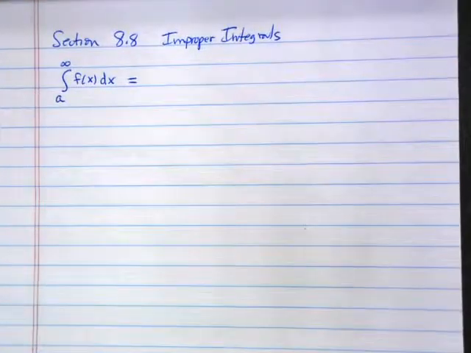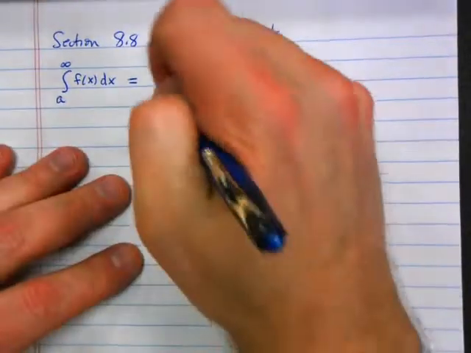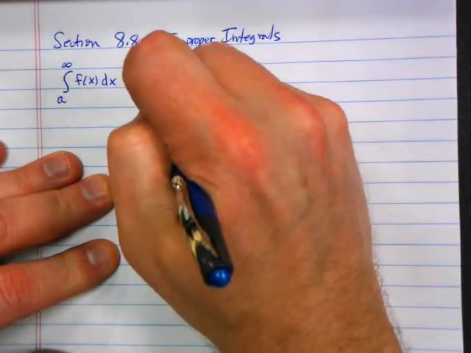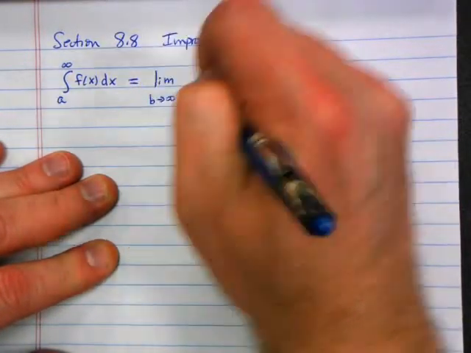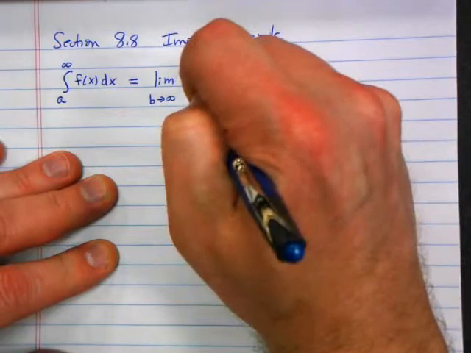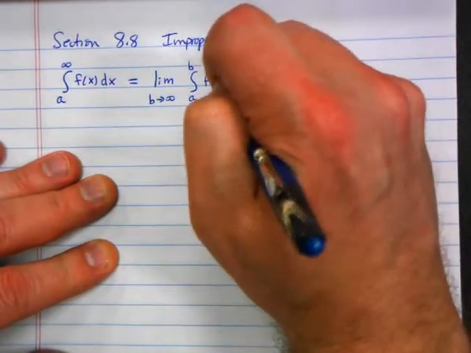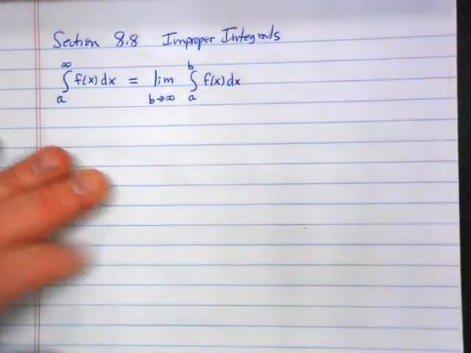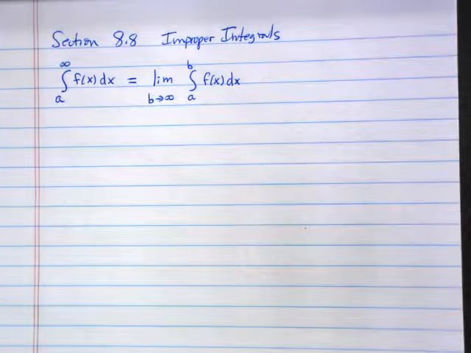And what we'll do to evaluate these, we will take the limit as b goes to infinity of the integral from a to b of f of x dx. So what we're going to do is integrate the way we normally do, and plug in our numbers like we normally do. The difference is we don't have a number on top, we have infinity. So in order to evaluate it, we're going to have to do a limit.